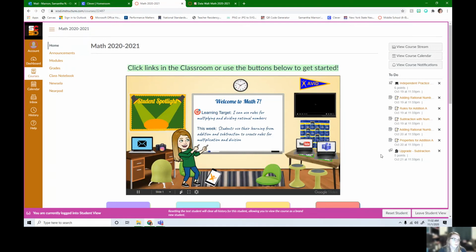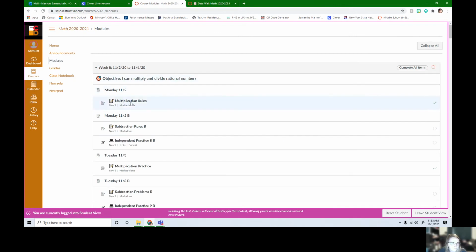So I'm already here in the math page on Canvas. This is the week of November 2nd. So if you're following along with me, you want to see your students working on, I'm starting right here on the math page. So I'm going to go into modules where all the work is kept. So this week we're working on multiplication and division.